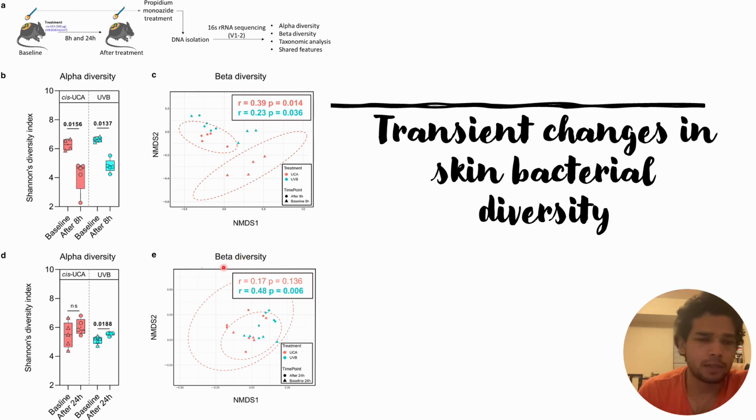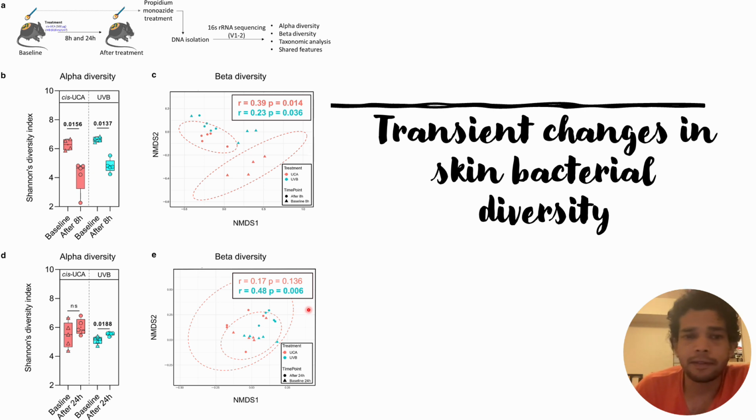the diversity goes down, or we can say that the transient changes in the skin bacteria occur, and they are reversible in the cis-UCA treated mouse models. But when we checked the UVB exposed mouse models, the changes seem to be non-reversible, or consistent even after 24 hours, as the R value is 0.48 and the p value is 0.006.